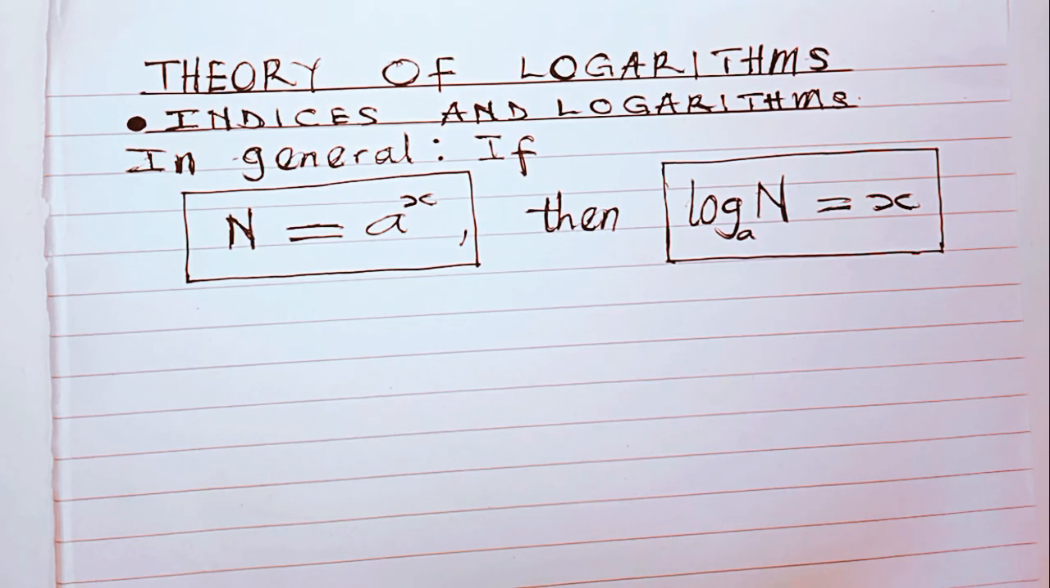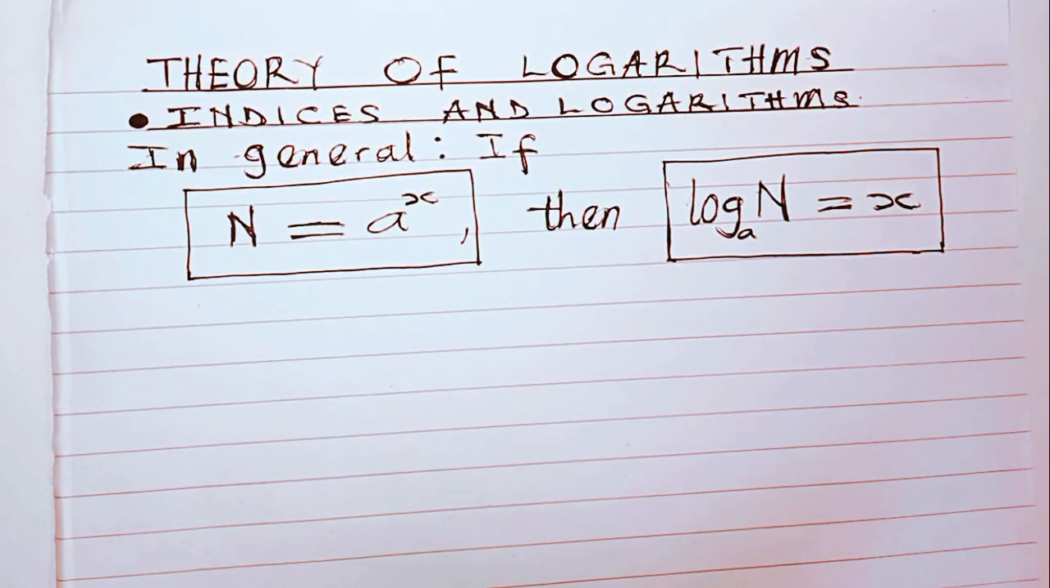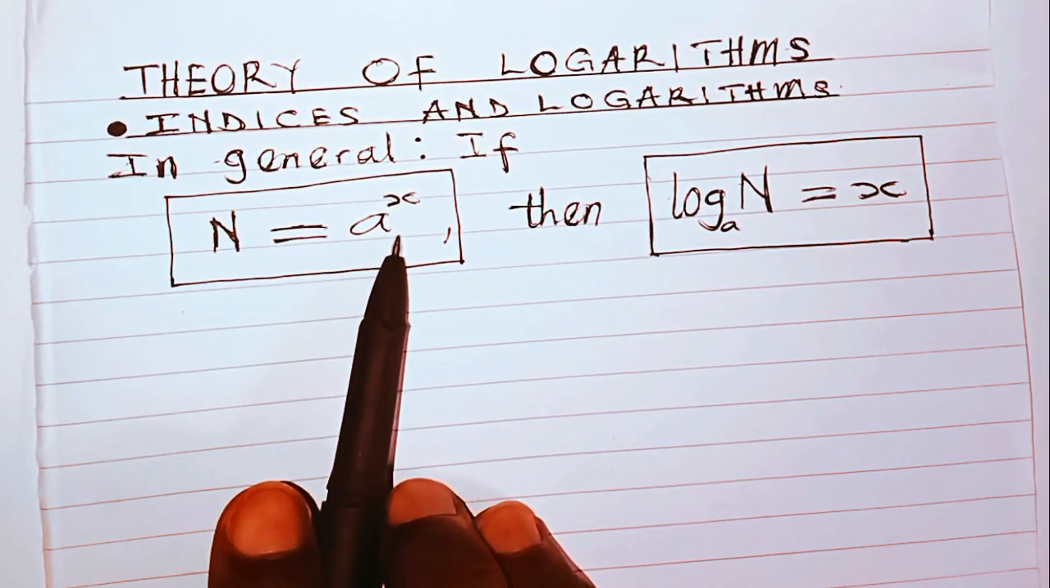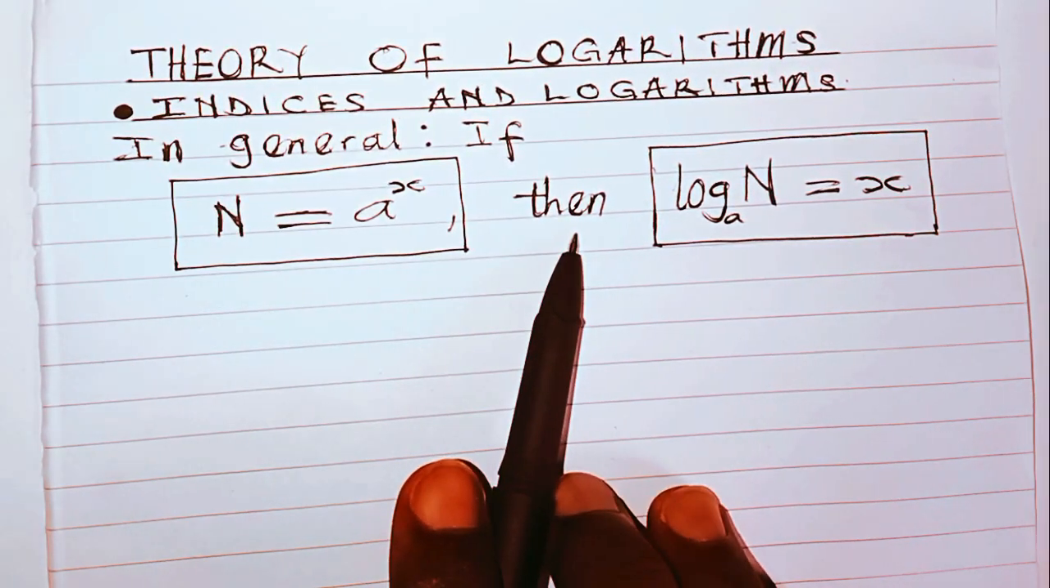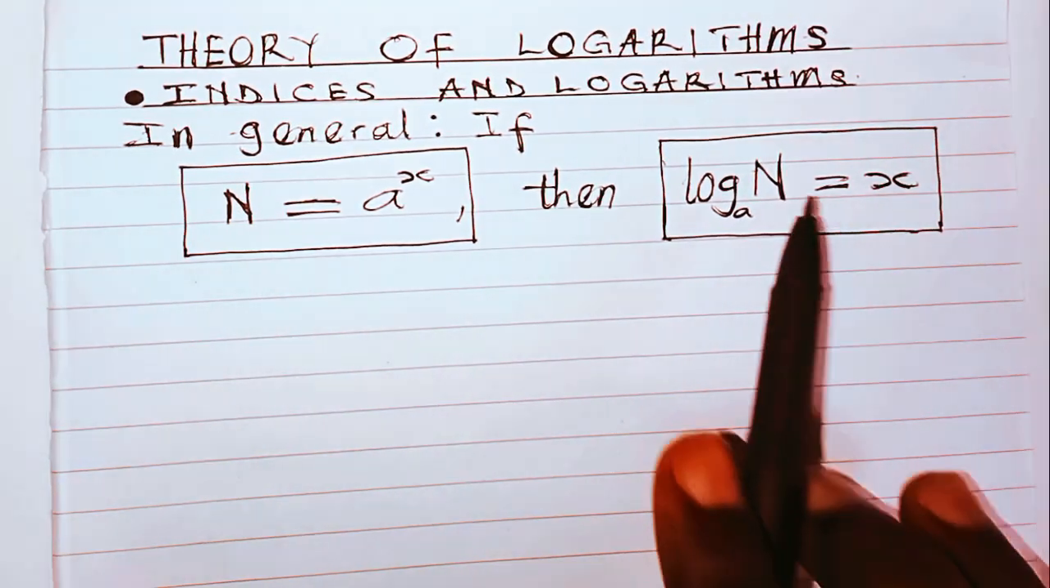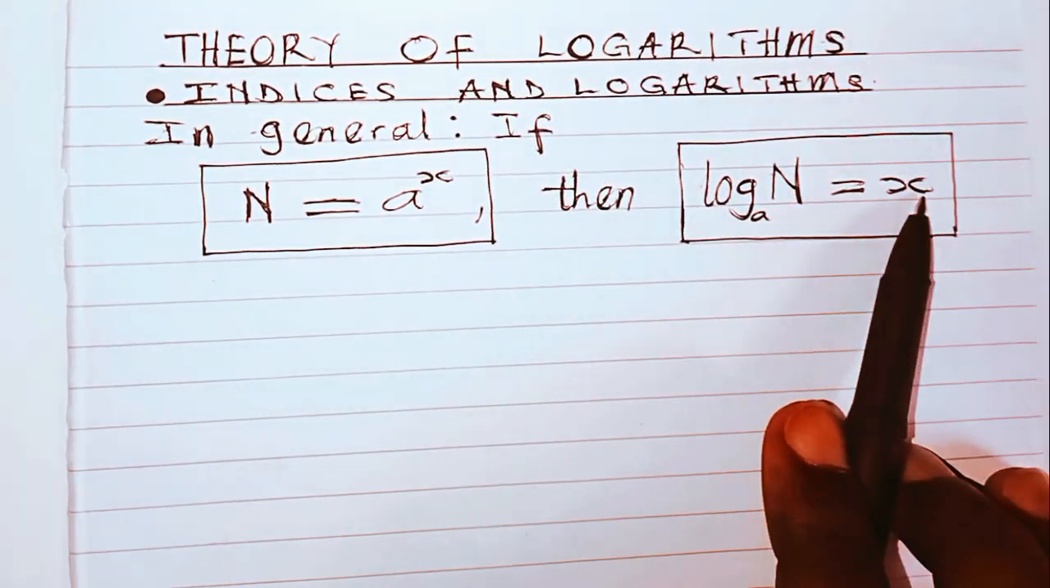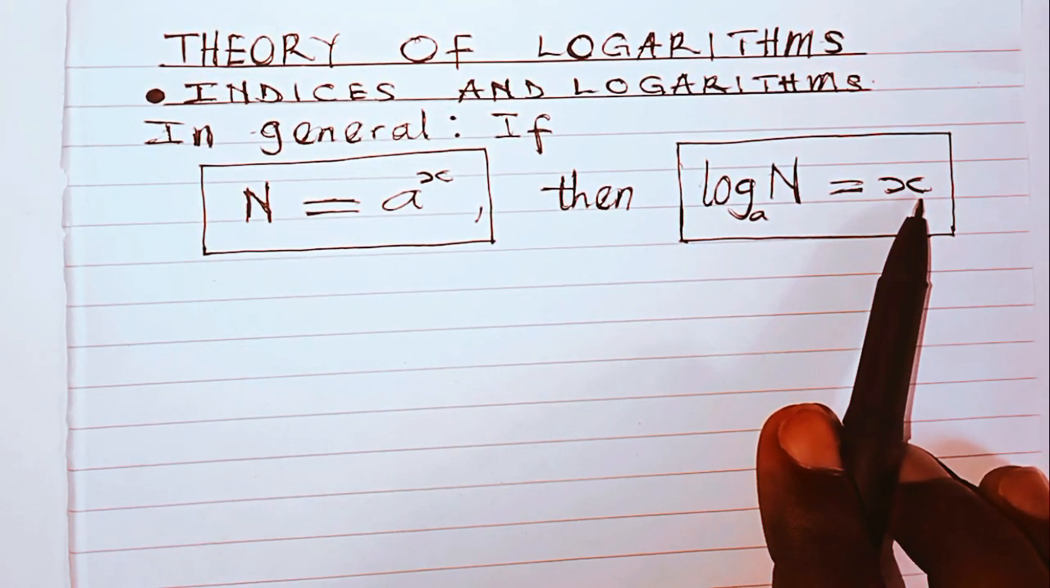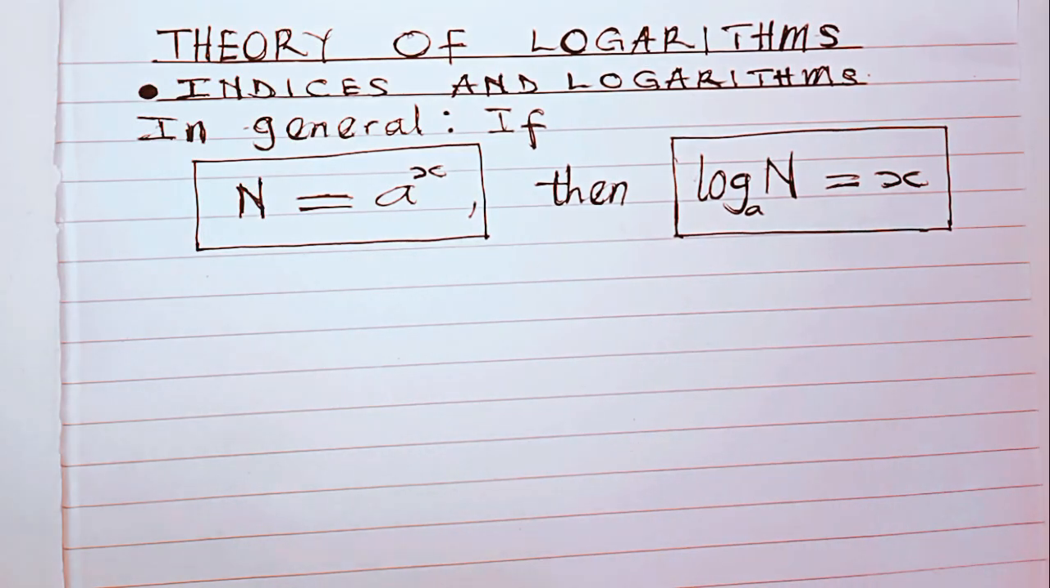In this video, we're going to talk about theory of logarithm. There is an existing relationship between indices and logarithm. In general, if n equal to a raised to the power of x, then the log form of these indices is going to be log n base a equal to x. That is, the logarithm of any number n to any base a is the power or index x to which the base must be raised to equal the number n.